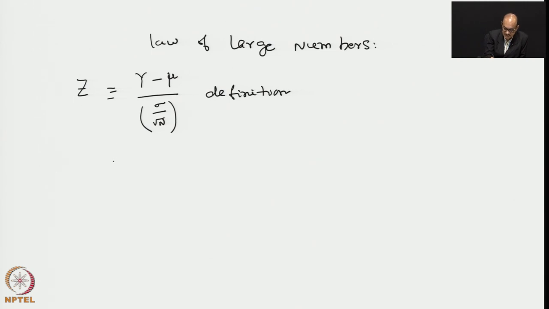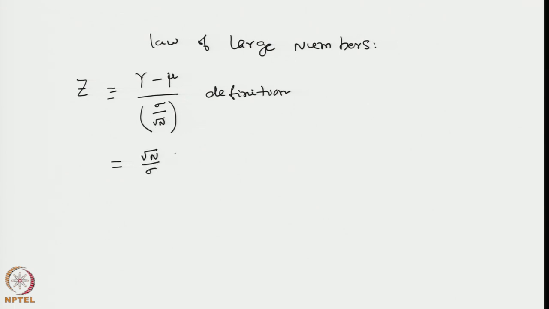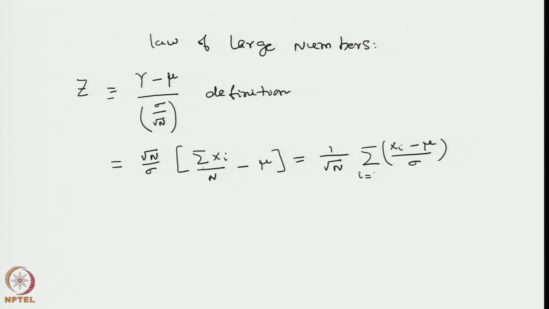We can now write it in explicit form in terms of the x's as root n by sigma, and this is going to be sigma xi by n minus mu. So you can simplify it, you can multiply n here and take root n as a common factor out of the bracket, and you will end up with 1 by root n sum of xi minus mu divided by sigma, i equal to 1 to n. It's very easy to see the last equation following from the previous one.